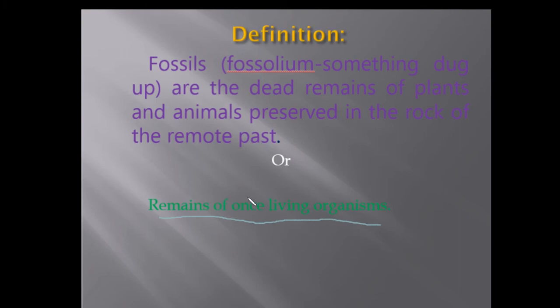And these dead remains of plants and animals preserved in the rock of the remote past provide direct evidence in support of the theory of organic evolution. Now the question arises how it supports the theory of organic evolution. For that purpose, we have to compare these fossils of the remote past with the existing animals, which will give the answer.